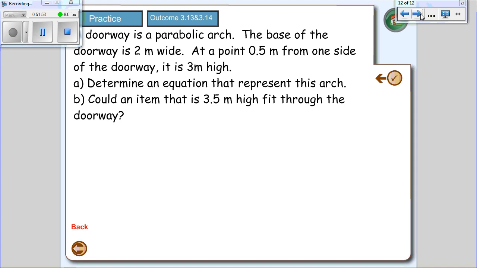Okay, let's do this one. A doorway is a parabolic arch. Parabolic means it's a parabola. Parabolas mean that.